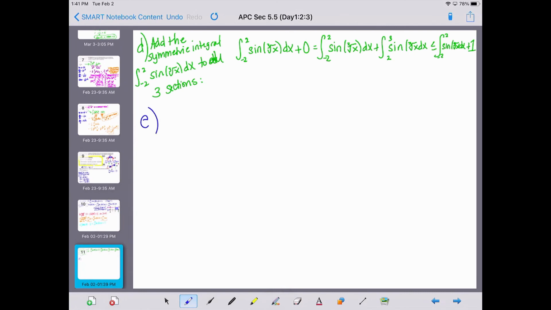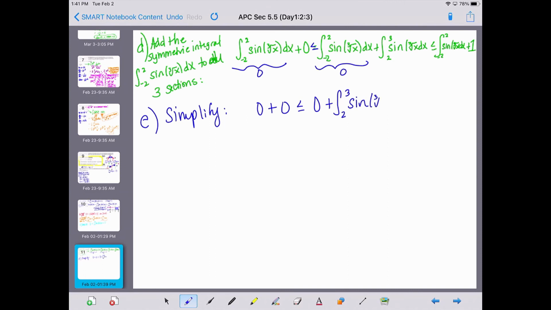So step E, we are going to simplify that because we know that that's our odd symmetric integral. That's equal to 0. So I end up with 0 plus 0 is, sorry, this was supposed to be a less than or equal to sign, is less than or equal to 0 plus the integral, because again, that's equal to 0, from 2 to 3 of sine of the cube root of x dx, which is less than or equal to, this part is 0 plus 1.